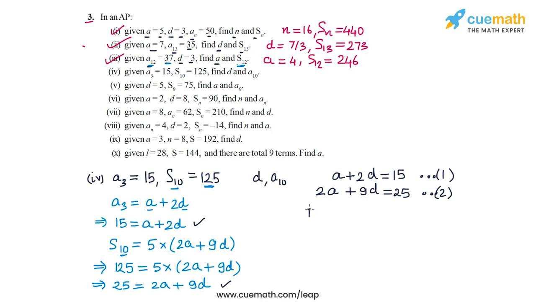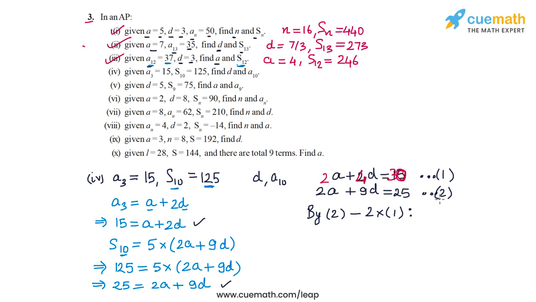What we can do is use elimination, and we can eliminate the term A by doing equation 2 minus twice of equation 1, because that will turn A into 2A. So if I do that, what do I get? If I multiply the first equation by 2, let me write the coefficients here. So this will become 2A, this will become 4D, and this will become 30.